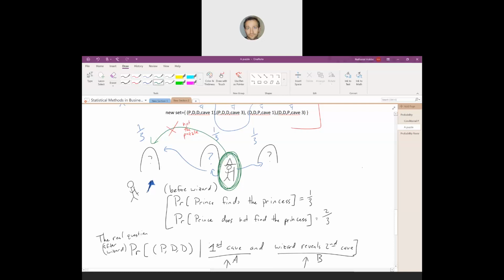The knight we're finished with. The knight is going into cave 1. Given that the knight is going into cave 1, then comes along the wizard, and he stops the knight, and the wizard is going to reveal a dragon in either cave 2 or in cave 3.